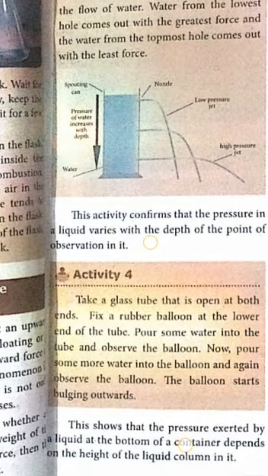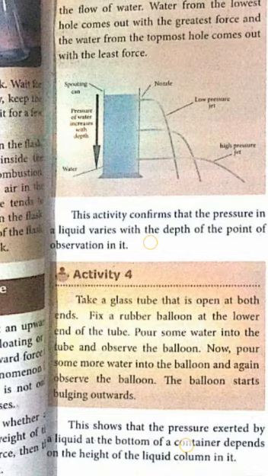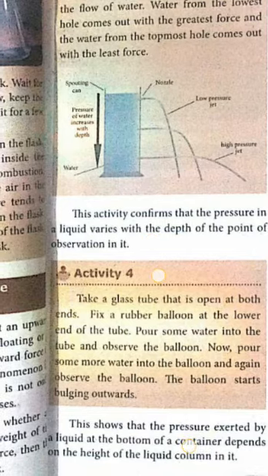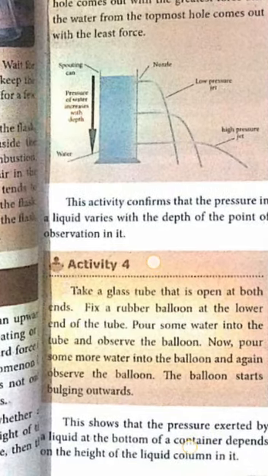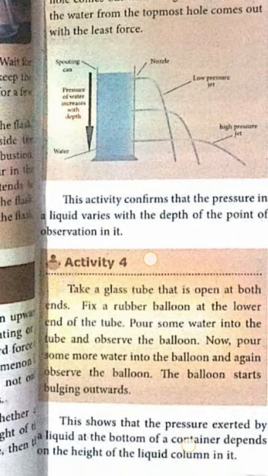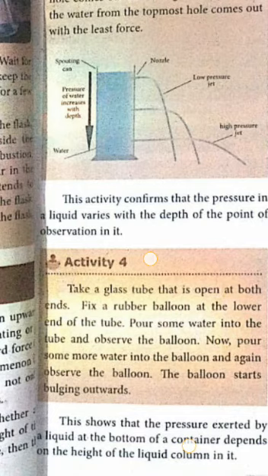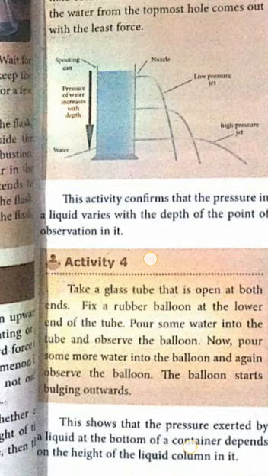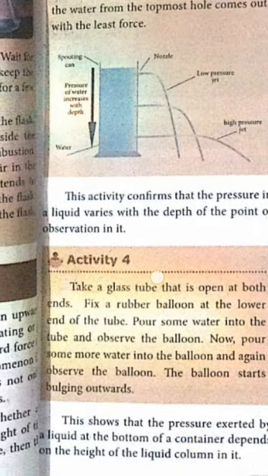When we pour a little water, the shape change of the balloon will be less. When we pour more water, the balloon starts bulging outwards. Now the balloon is blown up more. What's the reason for that? When we pour a little amount of water, the height of the liquid column is less, so there is less pressure inside the balloon. When we pour more water, the pressure increases. So when the height of the liquid column increases, pressure also increases. That's why the balloon starts bulging outwards.